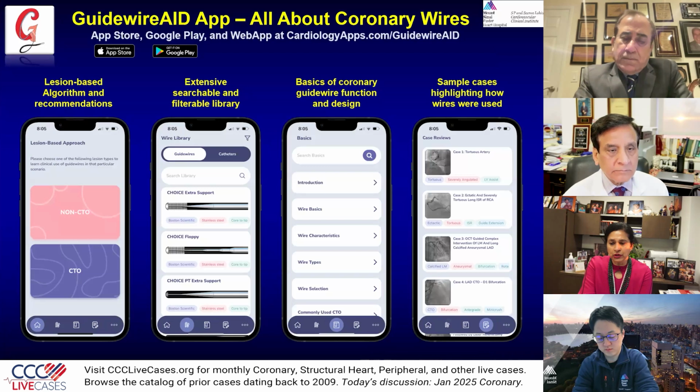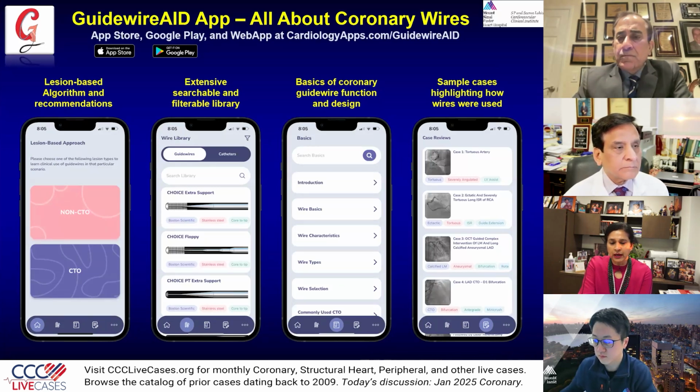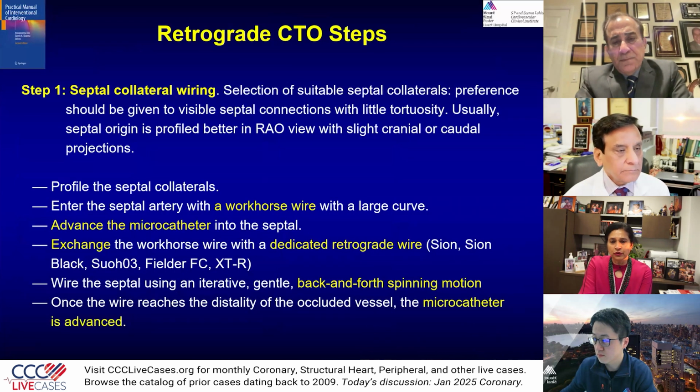Now, the question was that we did highlight that we have what is called the guide wire app, which is dedicated to which guide wire we should pick, and especially in CTO, which guide wire we can take. So, going through the retrograde CTO steps.